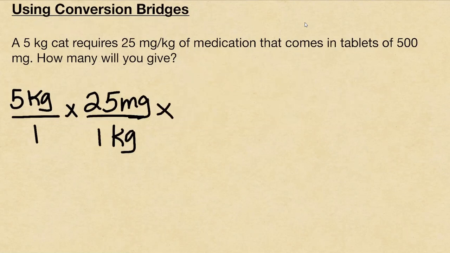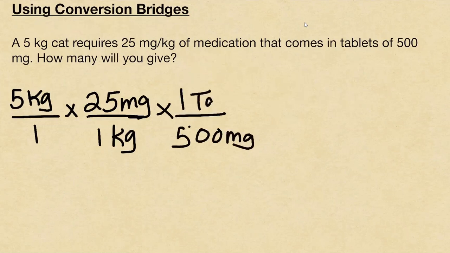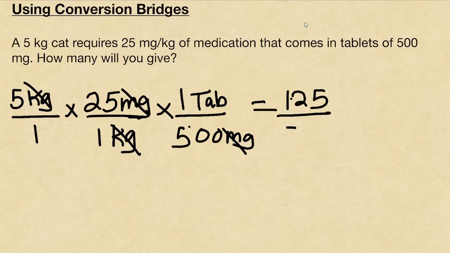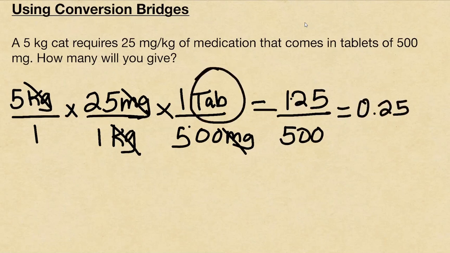And how many milligrams are in each of our tablets? 500 for every tablet. Now let me get rid of the units that I don't need. I can cancel out my kilograms. I can cancel out my milligrams. And now I can just math straight across. That leaves me with 125 over 500. Then I would simply divide that, and that leaves me with 1/4 of a tablet. And remember, you've already gotten rid of all those other units, so I'm just going to take that one and move it over here. He's getting a quarter of a tab.